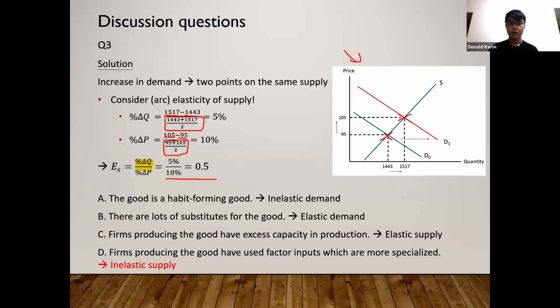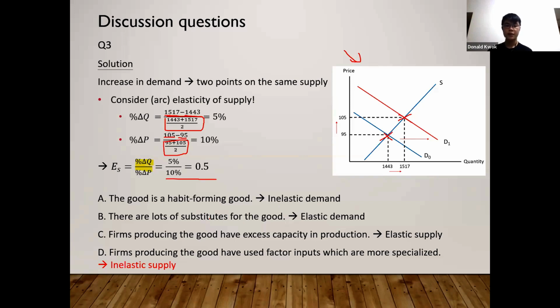All right. So for B, there are lots of substitutes for the good. So this is about the consumption side as well, and this is straightforward. The more substitutes you have, the easier it is for you to shift to consuming the substitutes, right? More flexibility for you. So more elastic demand.